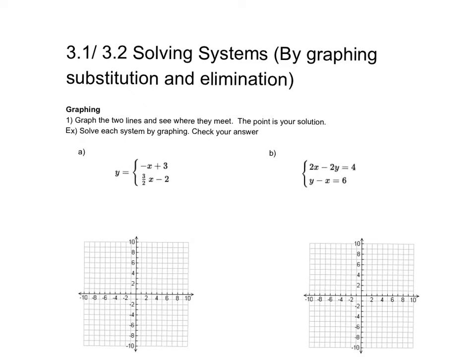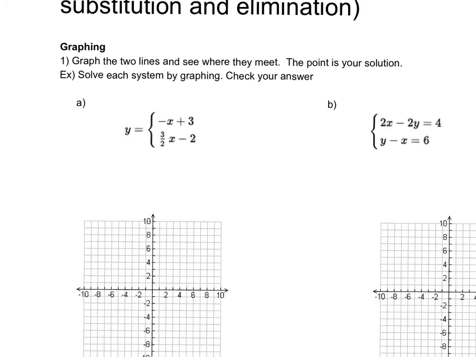So the most basic way of solving these is by graphing. You will just graph the lines and see where they meet. The place where these 2 lines meet, the intersection point, is going to be your solution. That's the answer to these types of problems. So it's going to be a coordinate.